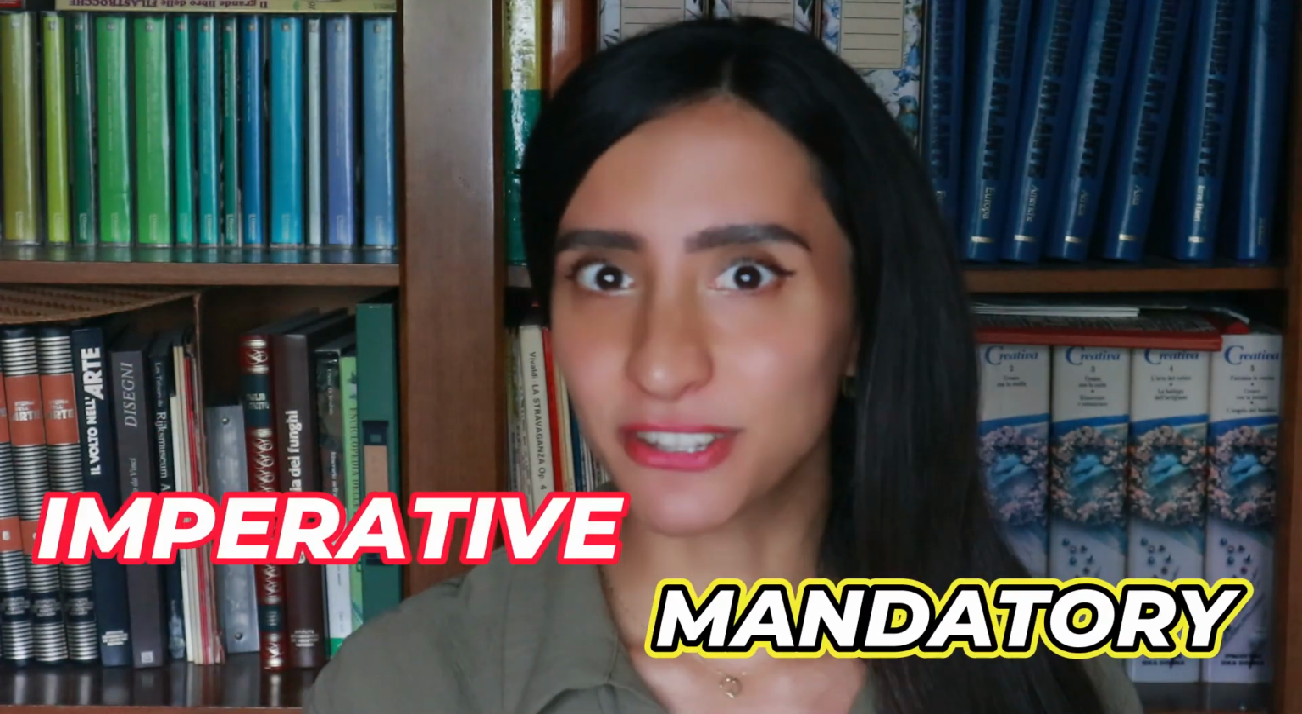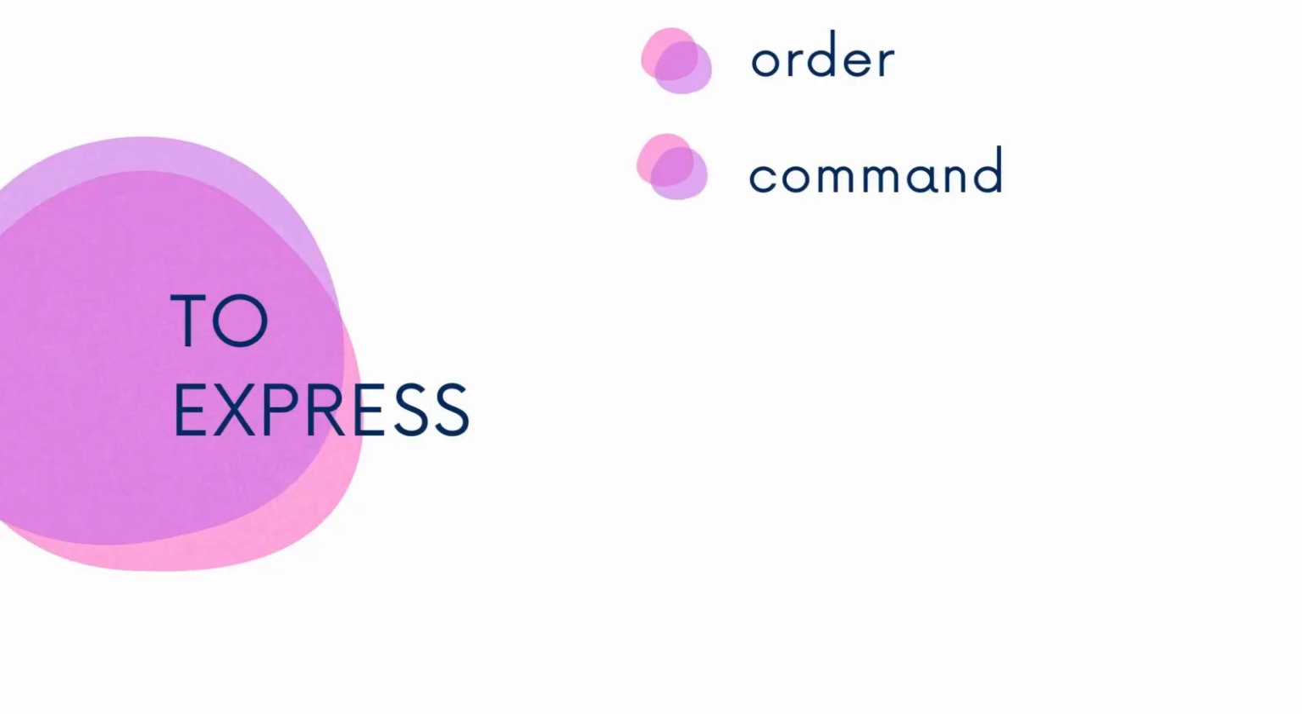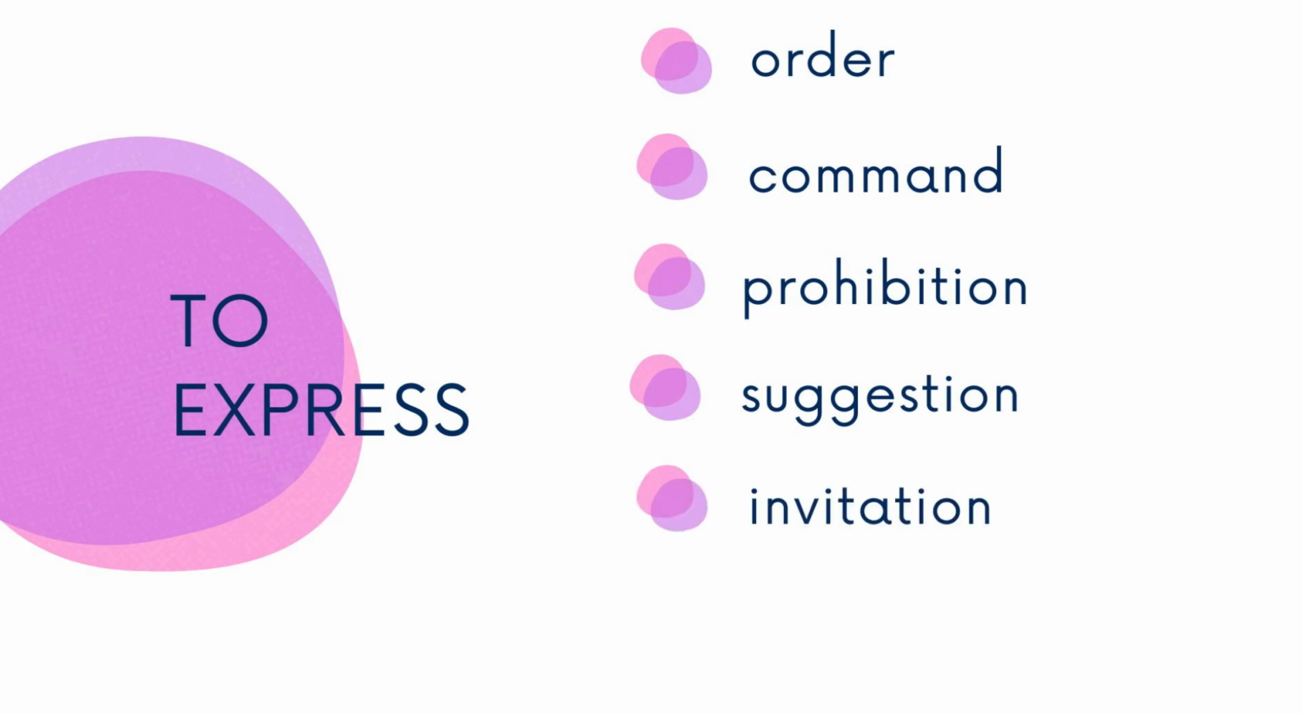Imperativo. What does this word mean in Italian? It means imperative, mandatory. So guess what's the purpose of this mood in Italian? Exactly, Italians use it to express an order, command, prohibition, and even suggestion, invitation, and prayer.